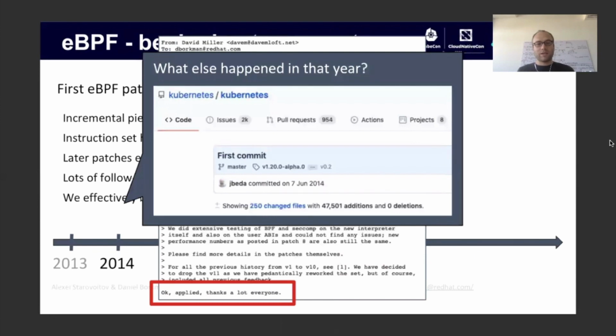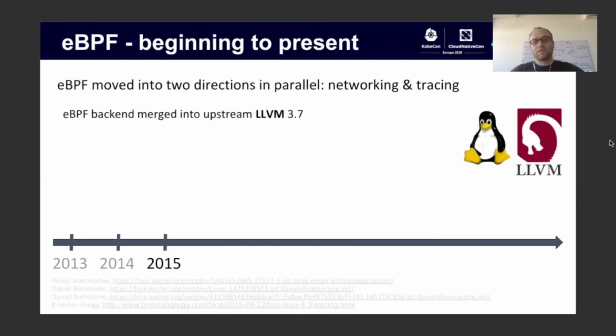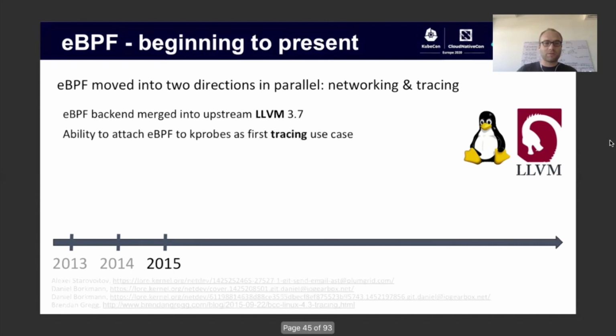And what else happened in that year? Actually, it's quite interesting: in 2014, the first Kubernetes patch also went public. So in 2015, the development of eBPF moved into two directions, networking and tracing. And a major milestone that is still the base foundation for all the work is that the BPF backend got merged into upstream LLVM, into the compiler suite, so that you were able to compile C code into BPF instructions.